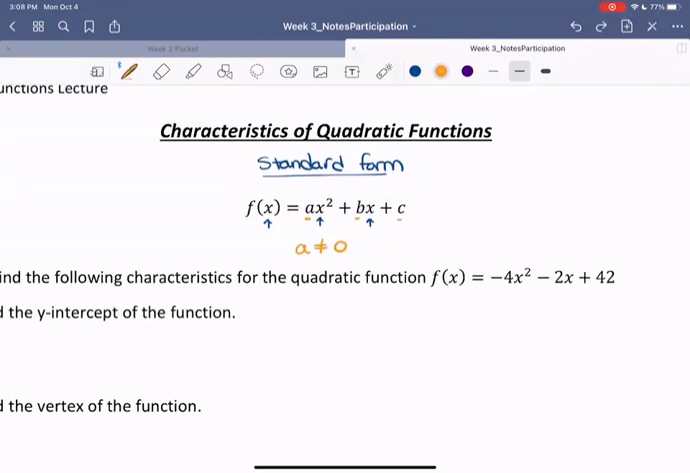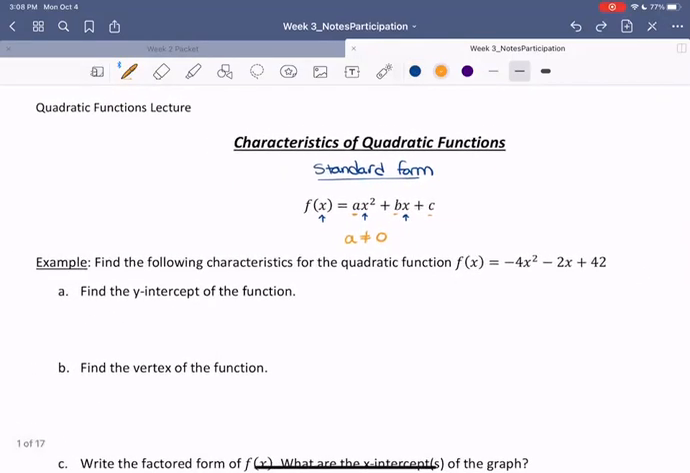So a few facts about such functions are the following. When that a constant is bigger than 0, the function, if we graphed it, has the shape of a parabola that faces upward, or is open upward. When a is less than 0, or negative, the graph of the function is a parabola that faces downward.